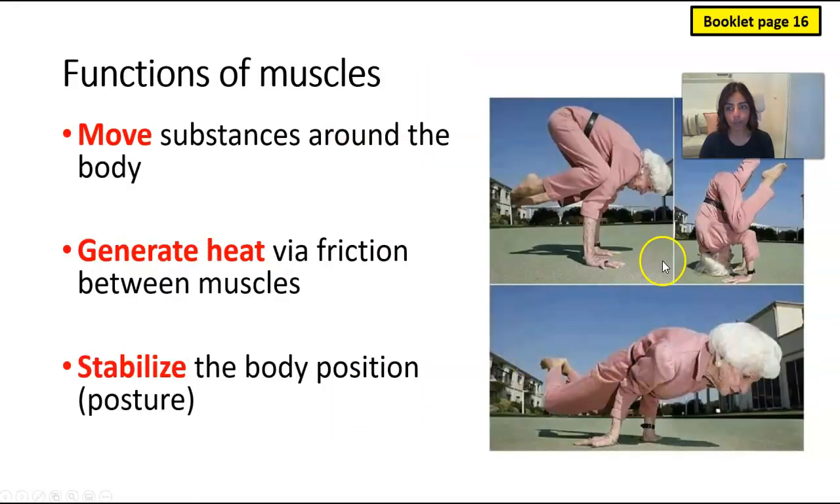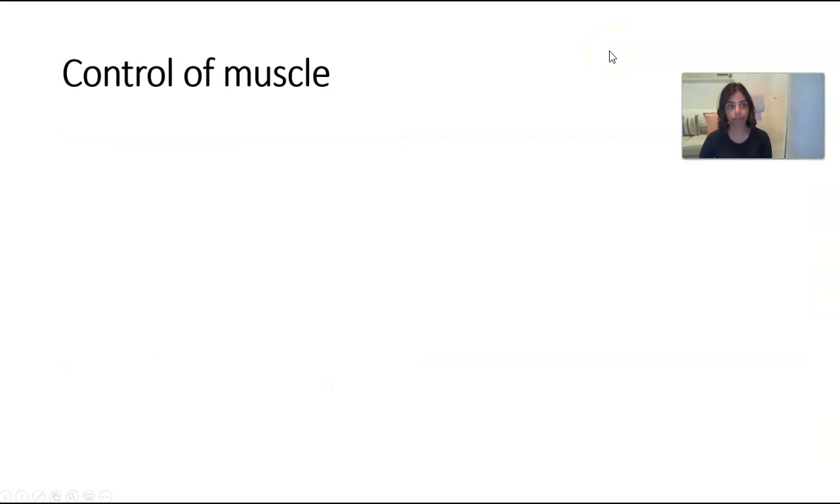Alright, so first thing we're going to be looking at is the function of muscles. So muscles allow us to move. They generate body heat through friction between muscle cells, and they actually help to stabilize our bodies in position. So it's really important functions.